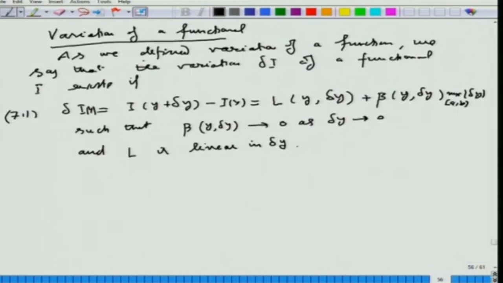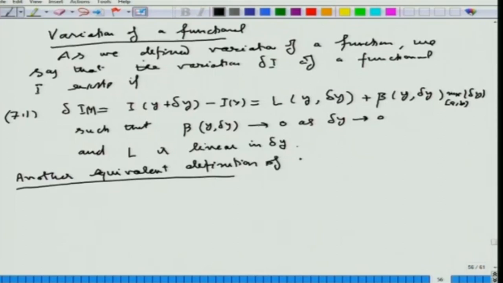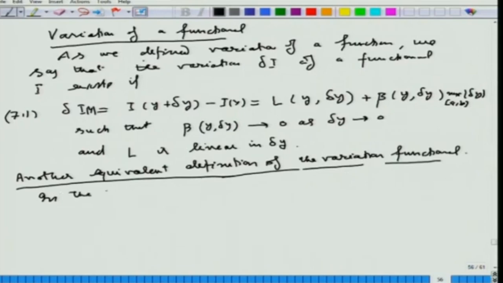Now, there is another, equivalent way of defining the variation of a functional. For example, in the case of a function, we know that we had defined df equal to f prime x delta x, the same thing as f prime x dx.